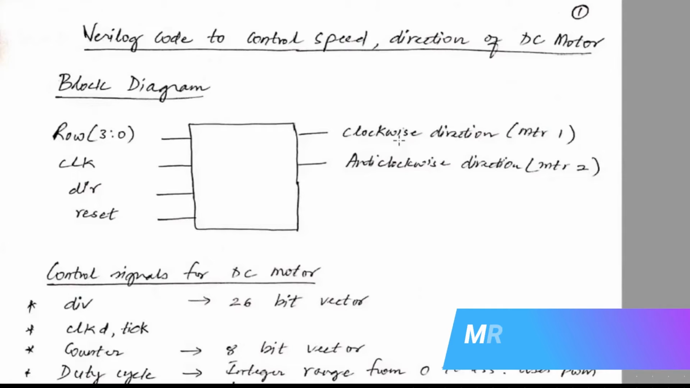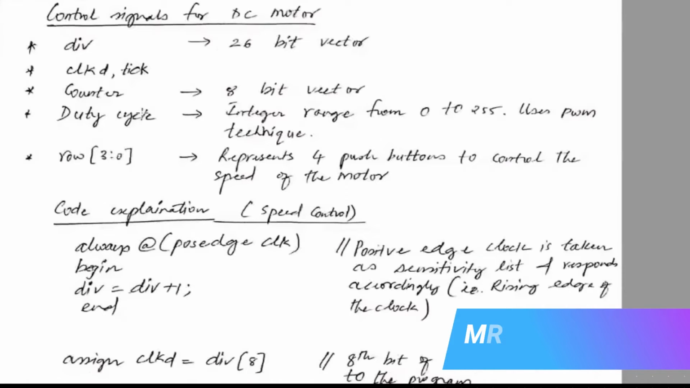Then row freeze to 0. This is representing the 4 push buttons. I'll be showing you exactly what these push buttons are in the kit. These push buttons are for the speed, so I will be assigning the duty cycle to the push buttons. Okay, fine. So now let's get started with the code. I will explain the code and how it functions.